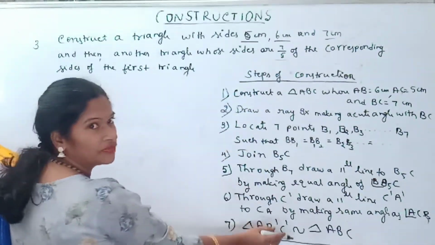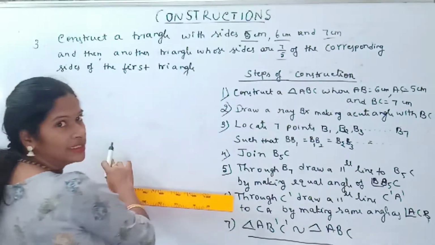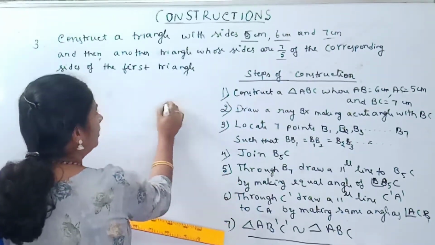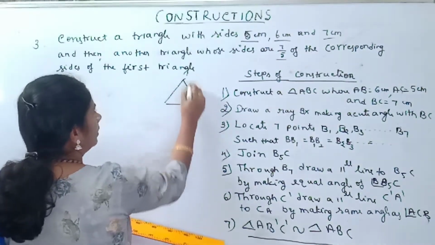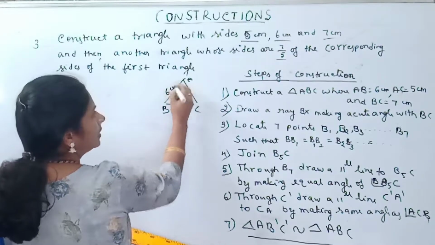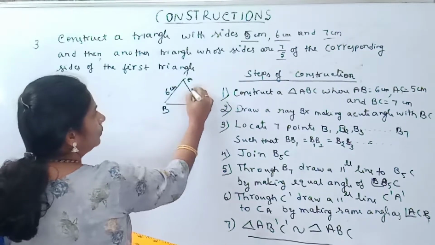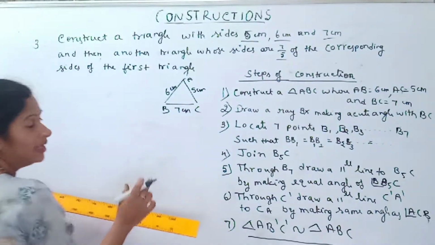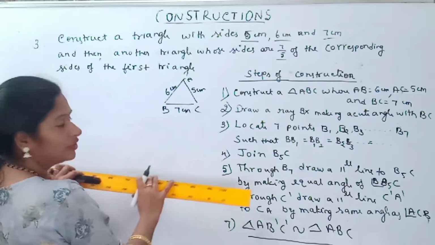I have written steps of construction. Same thing we are going to construct here. Step 1. Construct a triangle ABC where AB equal to 6 cm, AC equal to 5 cm and BC is equal to 7 cm. Let us start to construct this triangle first, children.